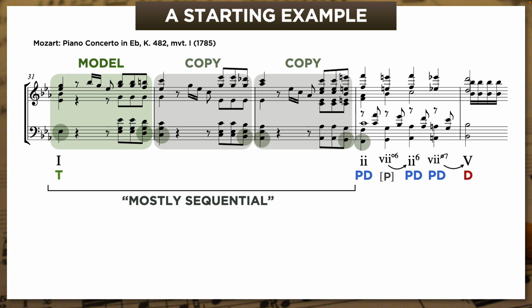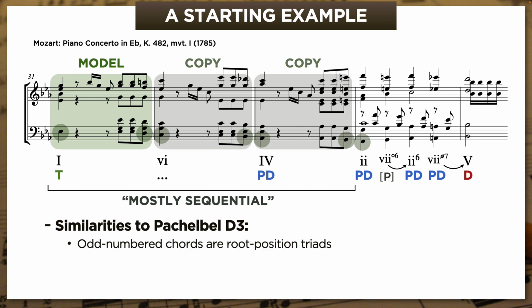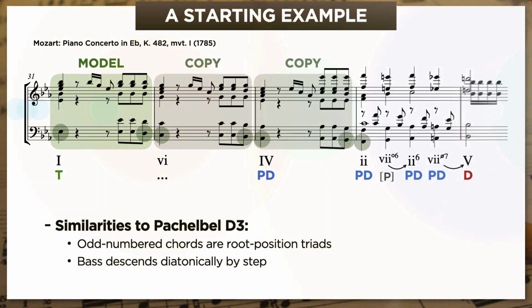Now, it's not hard to see that the sequence descends by thirds, and it shares a bunch of features with the Pachelbel archetype. Its odd-numbered chords, the chords on the downbeats, are all root position triads, falling by thirds. And as we've already seen, the bass descends by step just like the most popular version of the Pachelbel. So we wouldn't actually have to change much to turn this D3 sequence into an authentic Pachelbel.